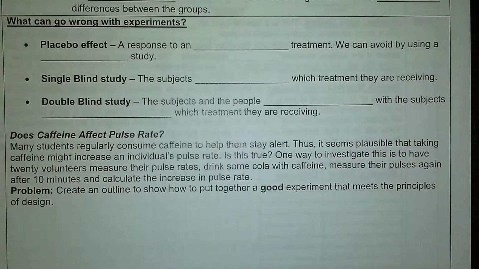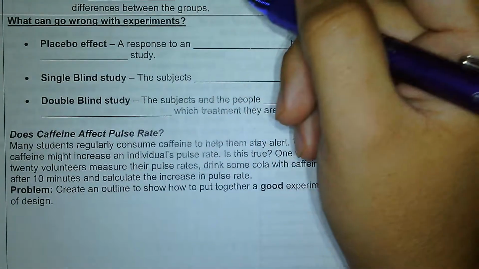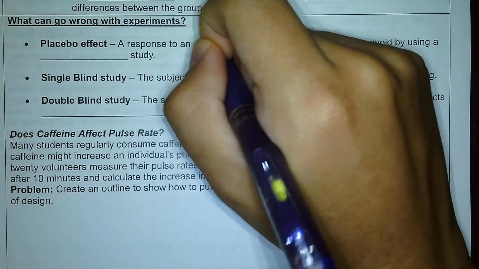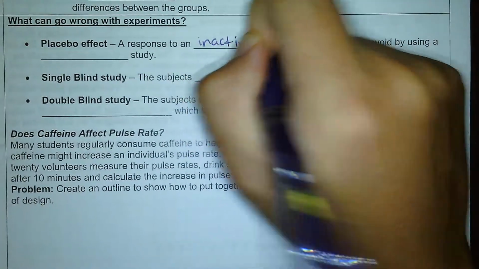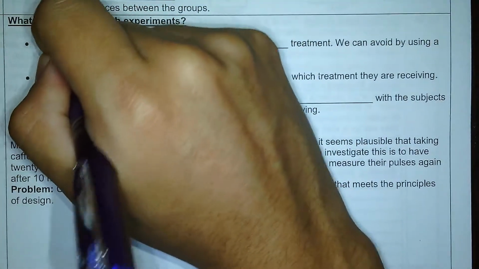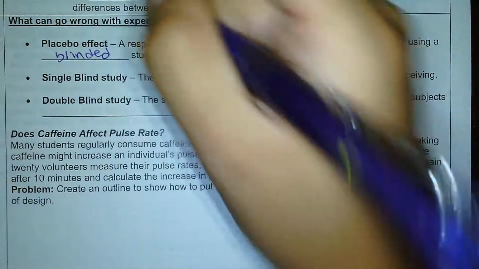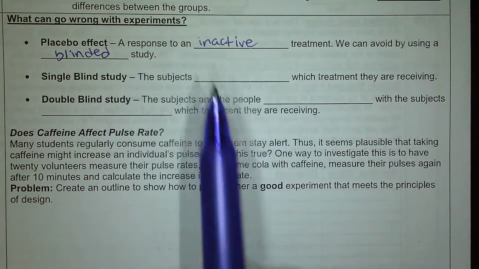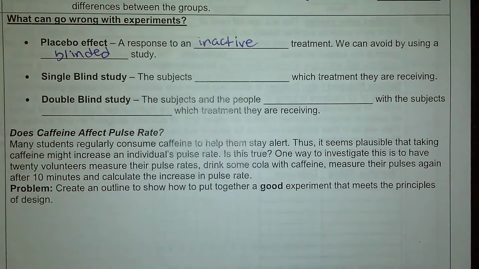So, for example, the placebo effect is when a participant or experimental unit has a response to an inactive treatment. We can avoid it by using a blinded study. Now, this just means that they respond even though nothing is going on. So essentially, they believed that it was happening, so it actually did happen. And I'm sure you've heard of a few effects of the placebo effect.